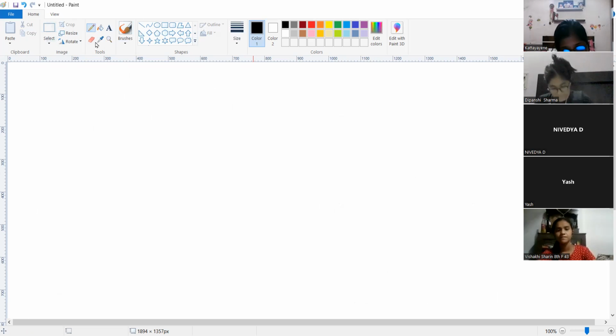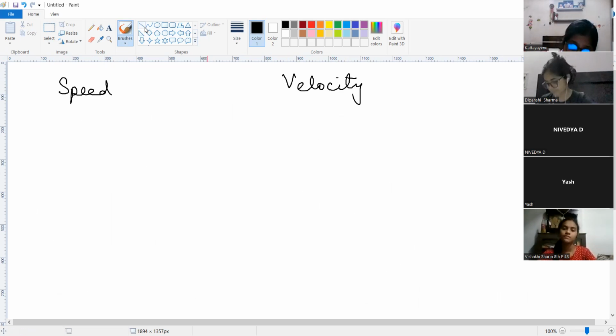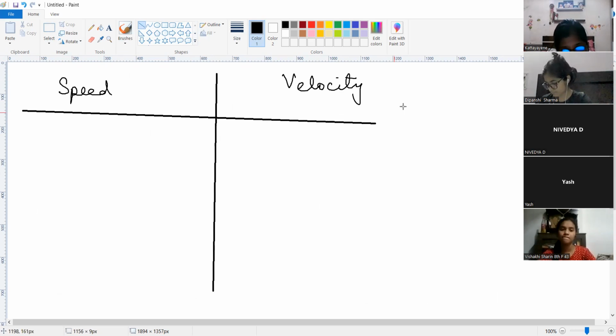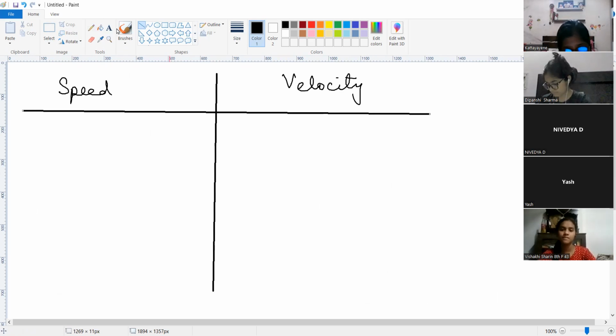The third thing that we have is speed and velocity. Yes. Speed and velocity. Okay. Are they same or different? Ma'am, they are different. How are they different? क्या different है दोनों में?